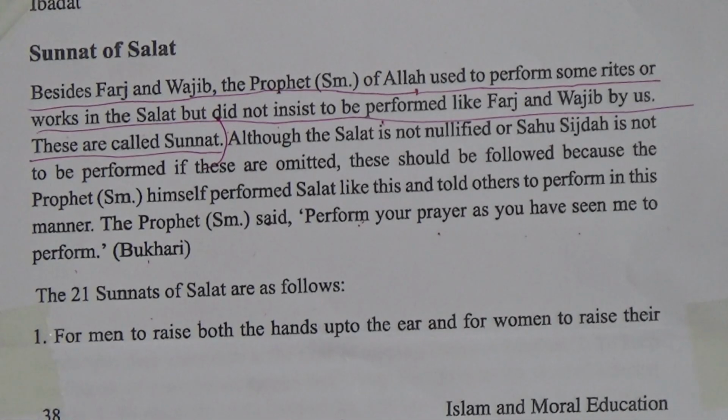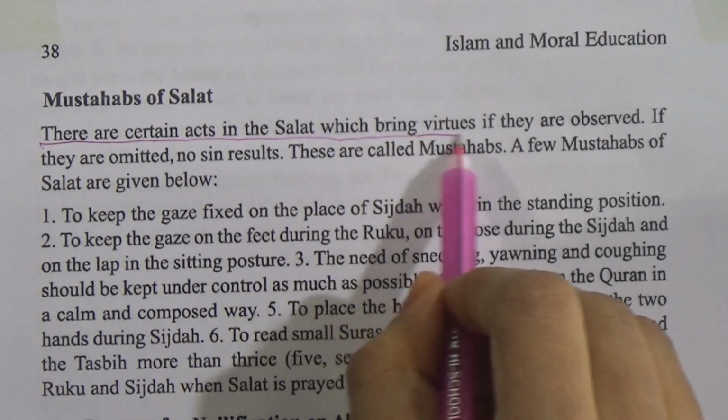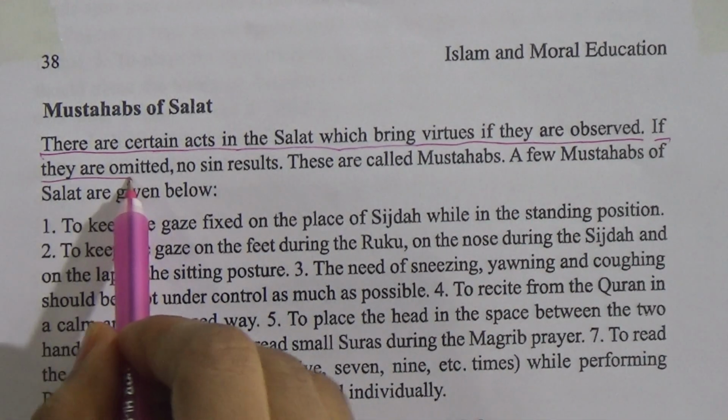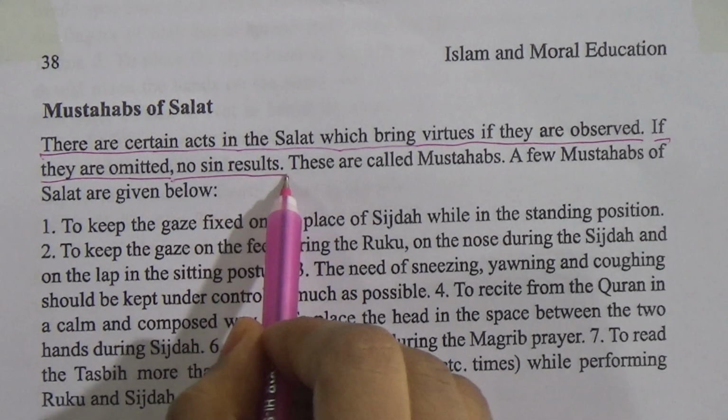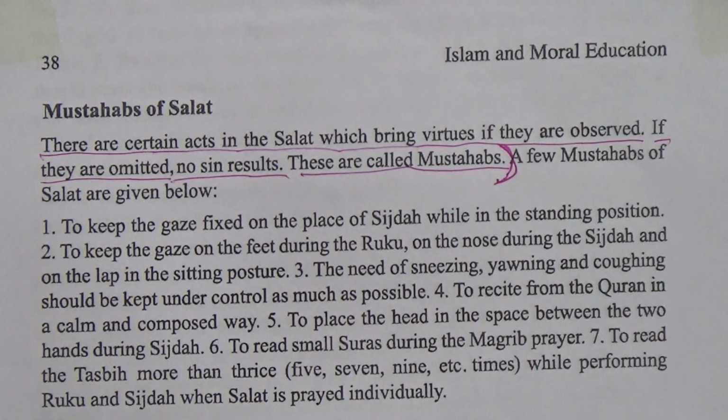Now after sunnat, here is the mustahab of salat. Now let's know what the mustahab of salat is. There are certain acts in the salat which bring virtues if they are observed. If they are omitted, no sin results. These are called mustahab. So what is the mustahab? The definition of mustahab we have found here.